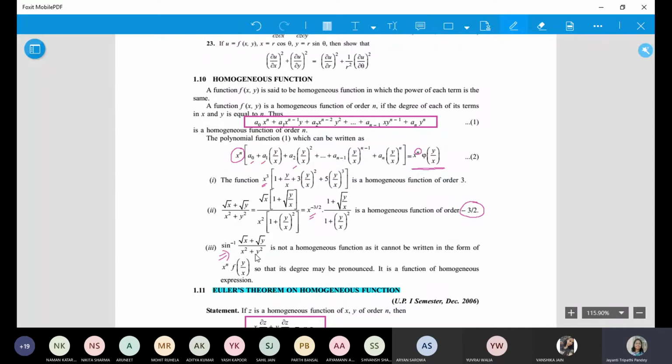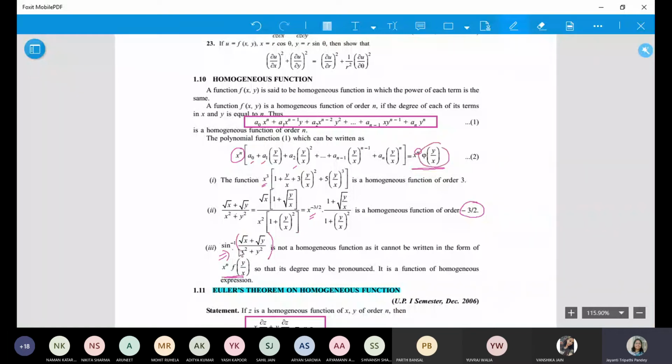Sine inverse of (root x plus root y) upon this is not a homogeneous function, as it cannot be written in the form of x to the power n f(y by x), so that its degree may be pronounced. Do you understand why so? Do you understand the difference between this and this? What kind of function are you getting here? Please explain again.